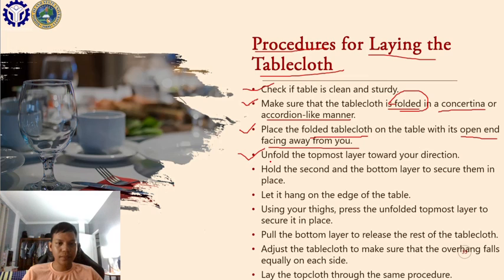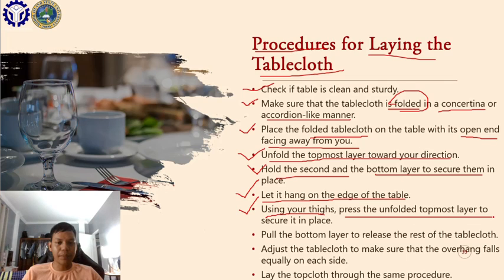Number four, you need to fold the topmost layer toward your direction. You need to hold the second and the bottom layer to secure them in place. Next, let it hang on the edge of the table. Using your thighs, press the unfolded topmost layer to secure it in place. Next, pull the bottom layer to release the rest of the tablecloth. Then you need to adjust the tablecloth to make sure that the overhang falls equally. This is important, it falls equally on each side.